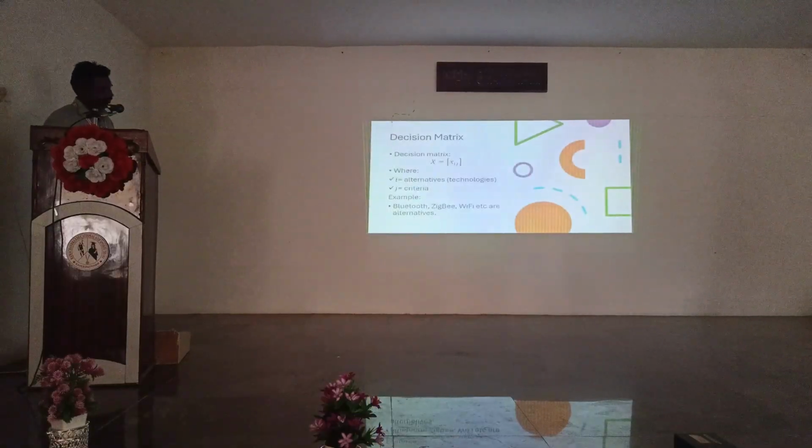Next, decision matrix equation. The decision matrix represents the relationship between the alternatives and the criteria. The alternatives are the communication technologies such as Bluetooth, Zigbee, Wi-Fi and others. The criteria include standard, frequency, range and data rate. This matrix forms the foundation for applying the TOPSIS method.